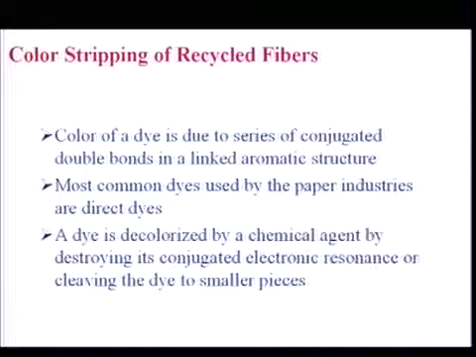Now, the color of a dye is due to a series of conjugated double bonds in the dye structure. If you have quite a lot of double bonds, you can get black color. The lower and lower the double bonds, you get red and, again, with a lower amount, milder colors. The most commonly used dyes are direct dyes. A dye is decolorized by a chemical agent by destroying the conjugated double bond.